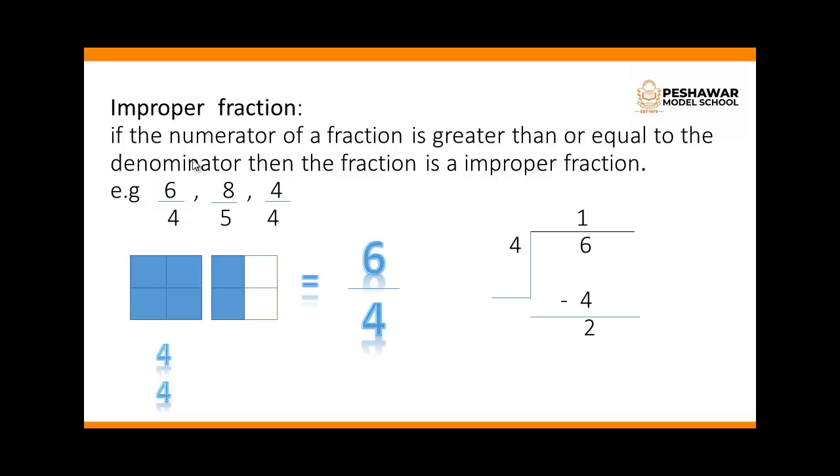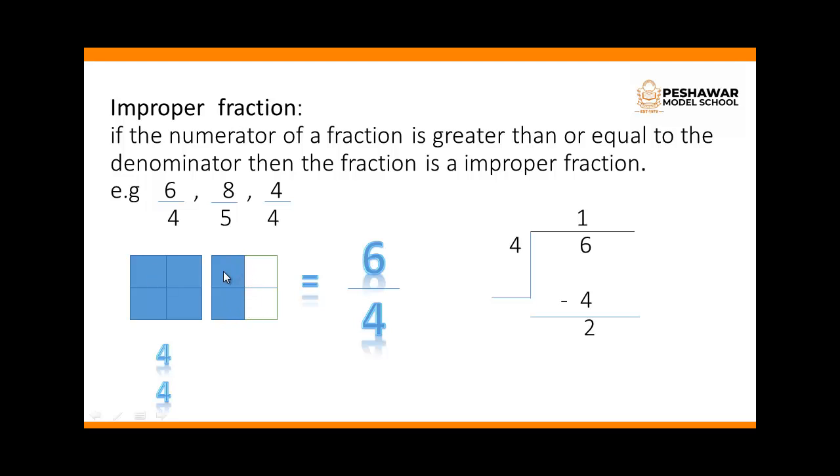Now I am going to show this example 6 over 4 in a figure. Divide the numerator, we will get 1 whole 2 over 4. The total parts are 4. And 1 whole means complete 4 parts. So that's why we take 4 parts here.